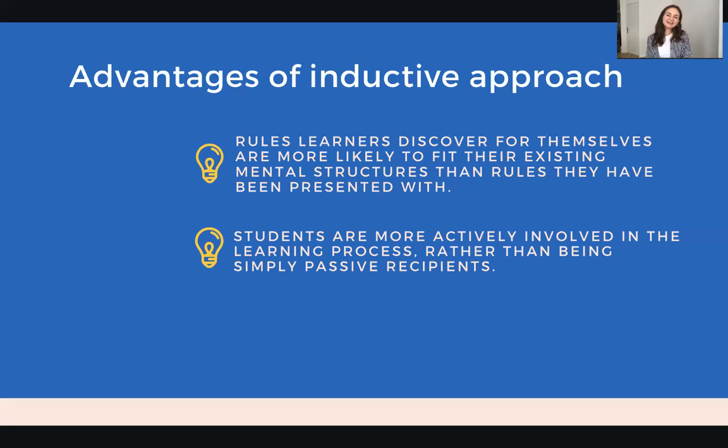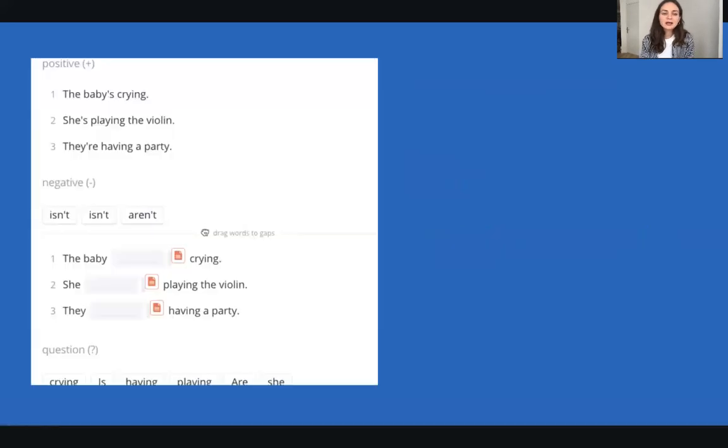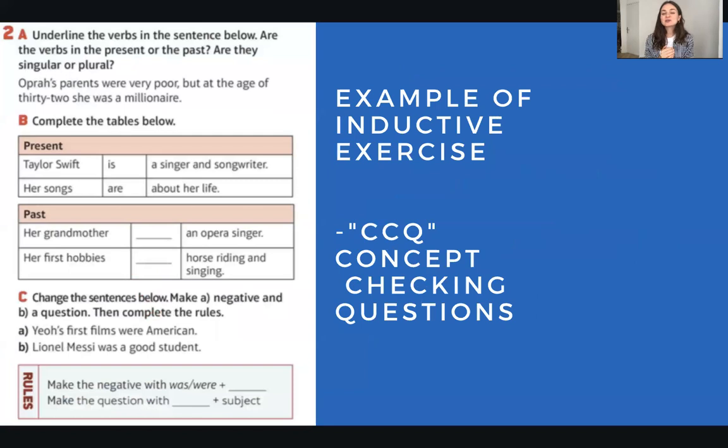Okay, and let's move to an example. Let's see how it actually works. So here you will see the example of an inductive exercise. And before that, we listened and read the text about Oprah Winfrey with my student, about her life, about her past, about her background, education, career, and so on.